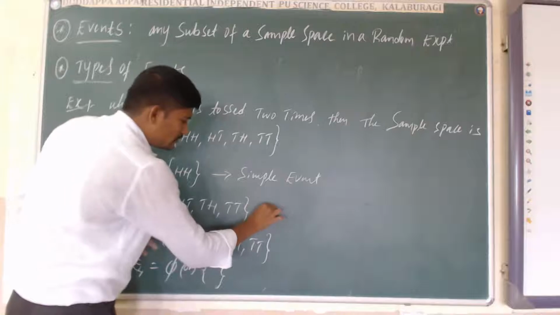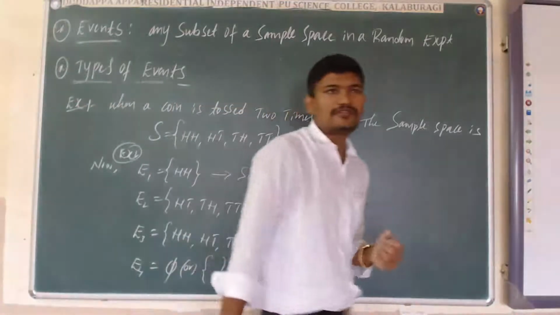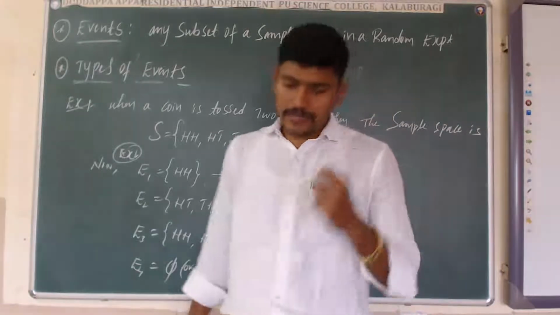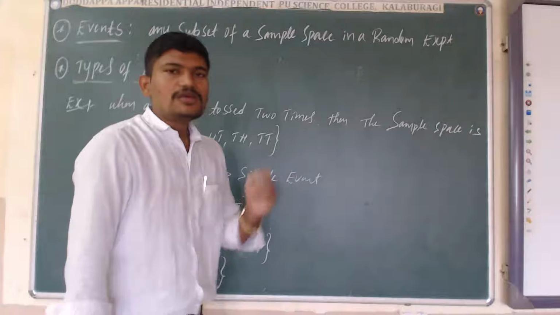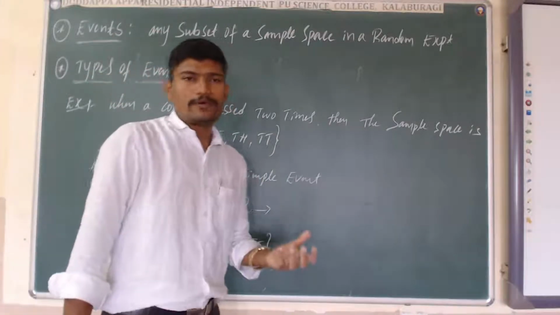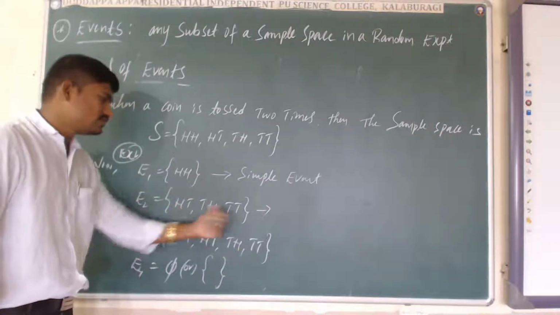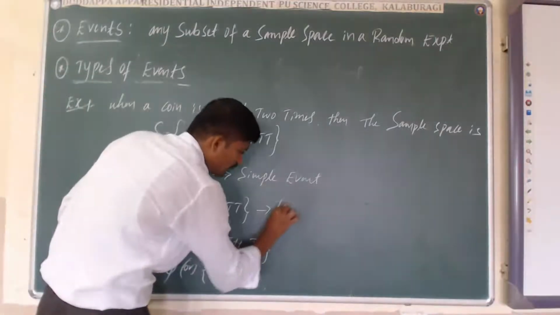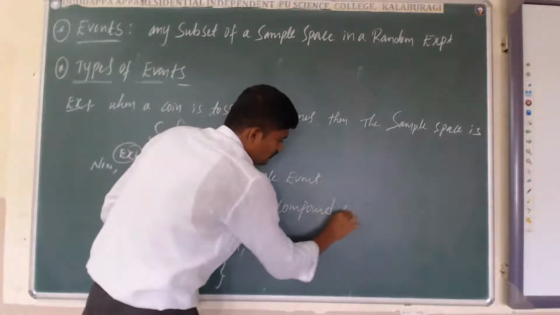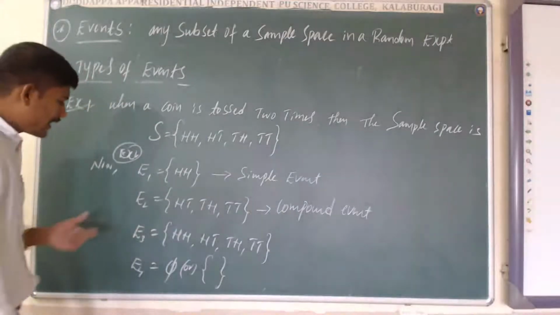Next, see, HT, TH, TT is there, so three sample points are there. Compound event is nothing but if an event has more than one sample point. Here more than one means three. So can we say this is a compound event? Yes, 100%, this is a compound event.